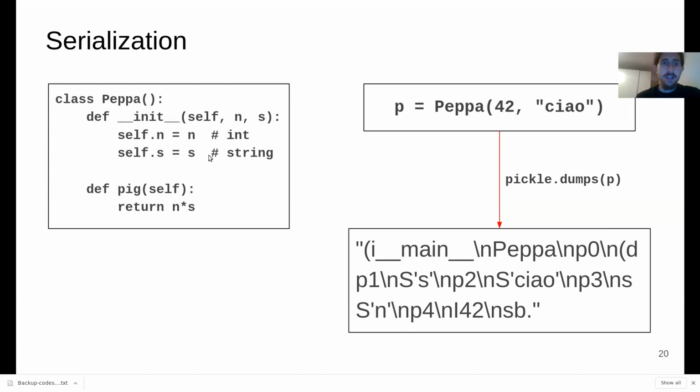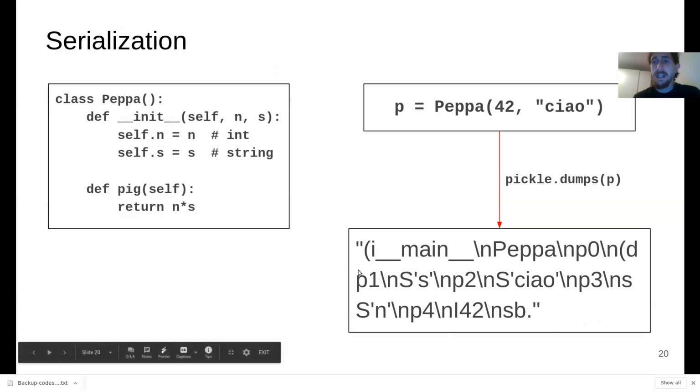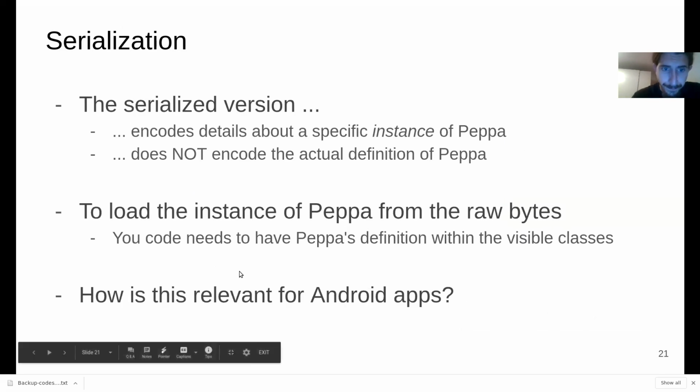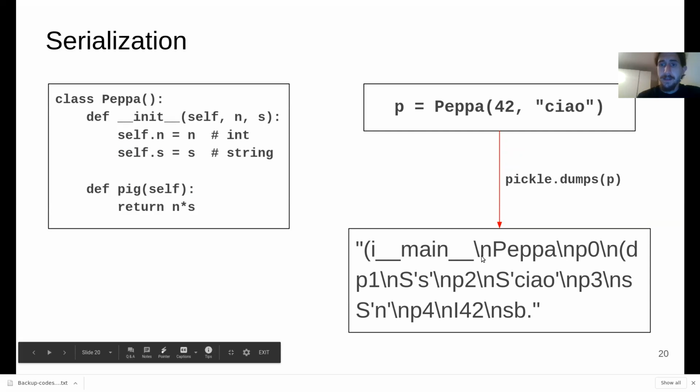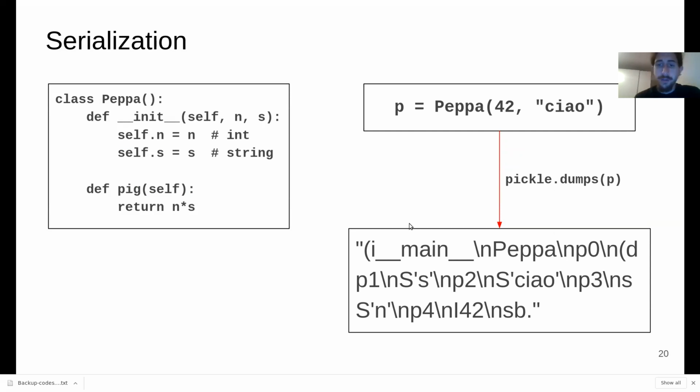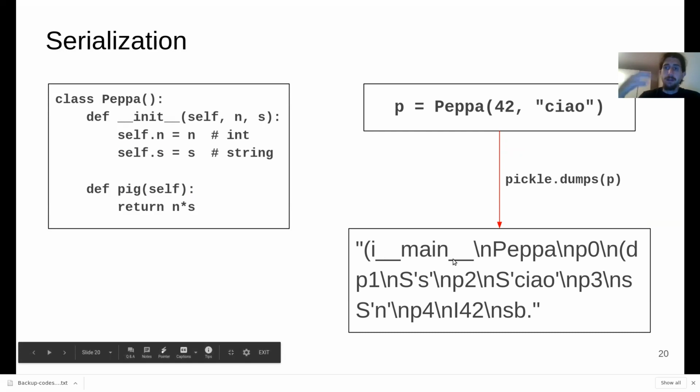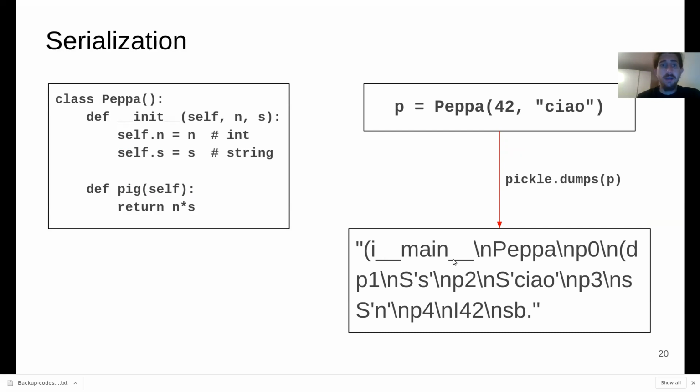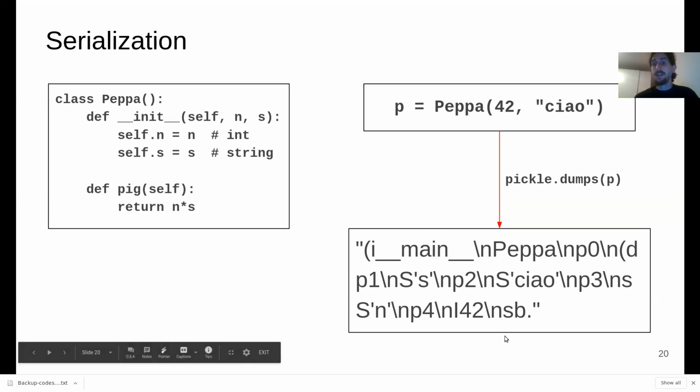One thing is the definition of the class Peppa. One thing is the serialized instance. This is just saying there is an instance of class Peppa and these are the numbers, but it doesn't tell me anything on how the class is actually structured, okay? And that's why if you try to take this string and call pickle.load on it, and your Python file doesn't have the definition of this, so if, for example, you take another file and try to load this from another Python program, it's gonna crash. Why?